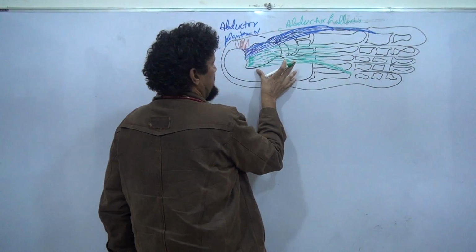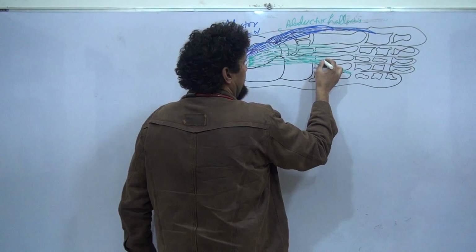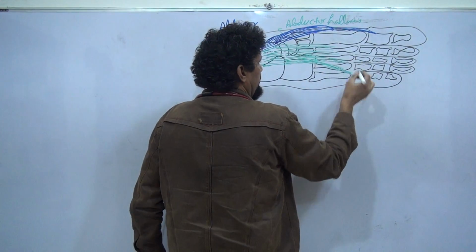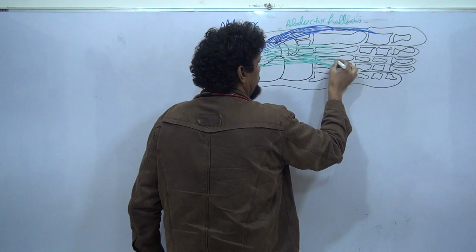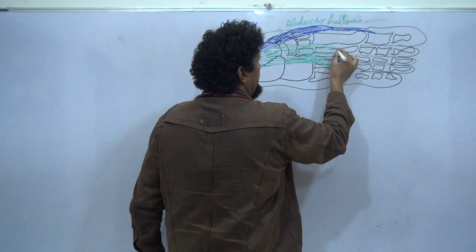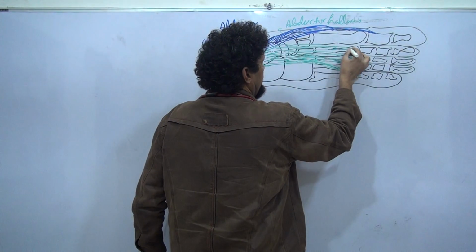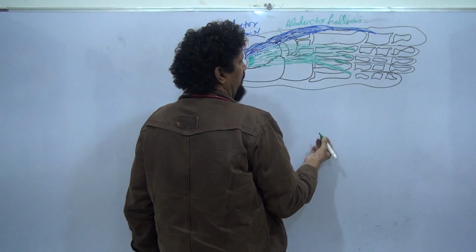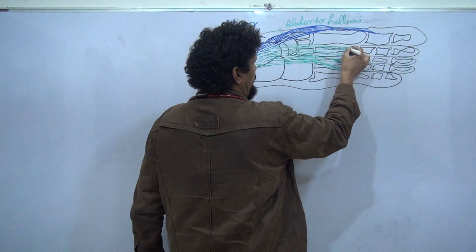So this is the fleshy part, and the muscle is dividing into 4 tendinous slips for each lateral 4 toes or 4 digits.